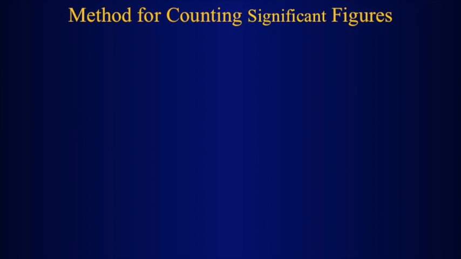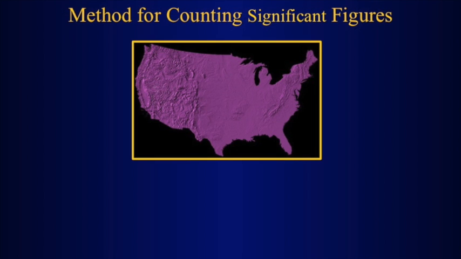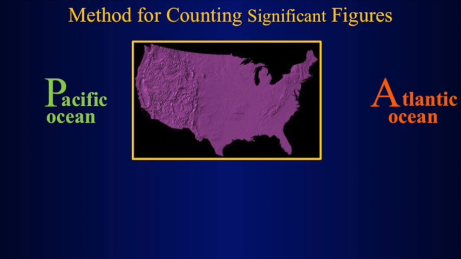Before I have you look at some values and determine how many significant figures are present, I want to show you a little trick that you may find useful in remembering the rules and the method for counting significant figures. Think of a map of the United States. To the west we have the Pacific Ocean and to the east the Atlantic Ocean.